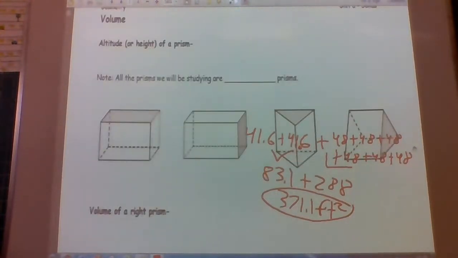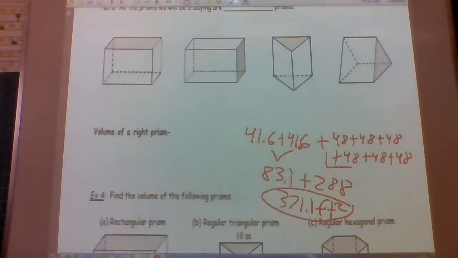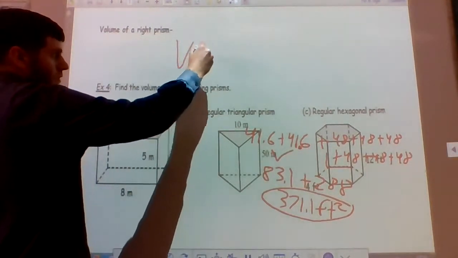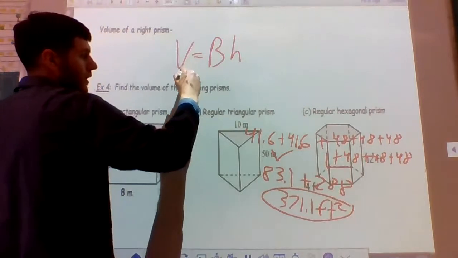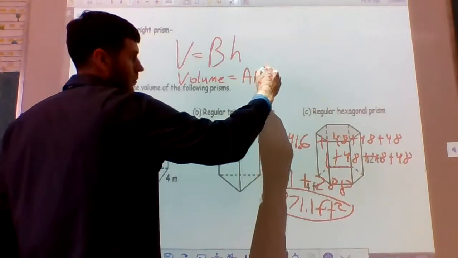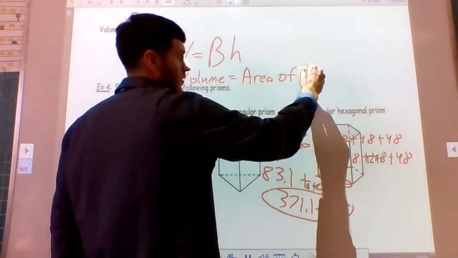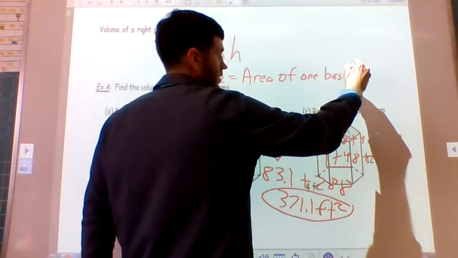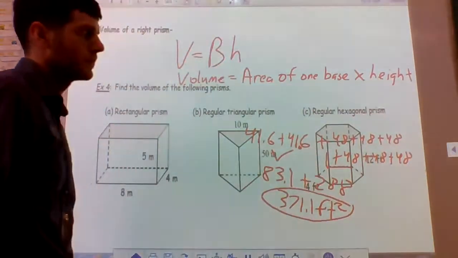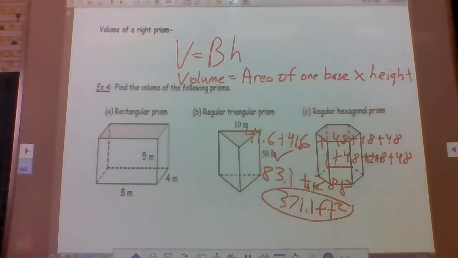Okay. Volume is example 4. So the volume for all prisms. We're just doing right prisms. Okay, it's all the same. So the volume of a right prism is going to be the base area times the height. So the volume is going to equal the area of one base times the height of the prism. Okay, the area of one base of the prism times the height of the prism.